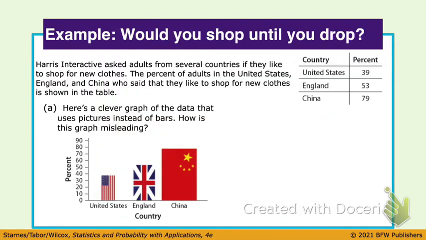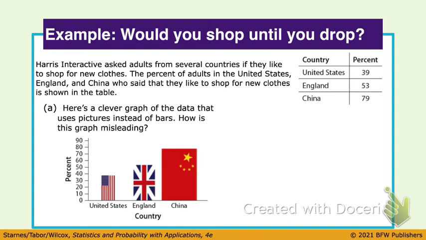All right, so Harris Interactive asked adults from several countries if they like to shop for new clothes. The percent of adults in the United States, England, and China who said that they like to shop for new clothes is shown in the table. Here's a clever graph. We're going to use the flags from each of these countries instead of just the bars. Why is this misleading?